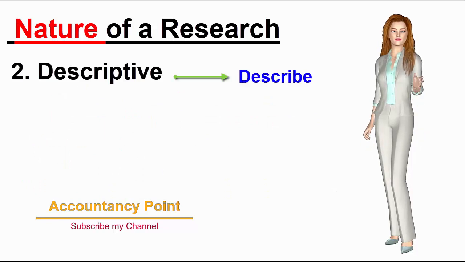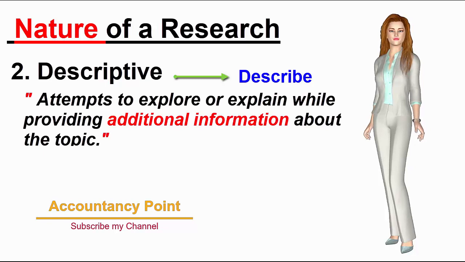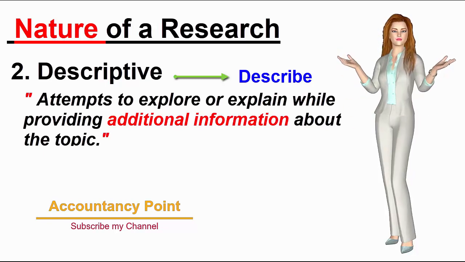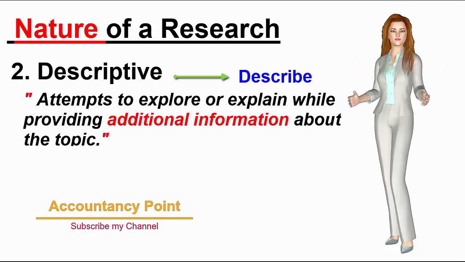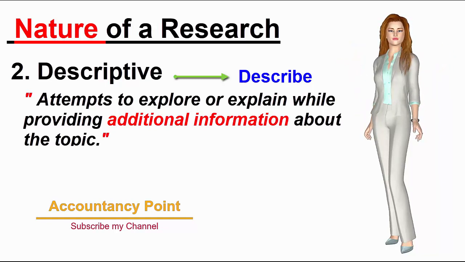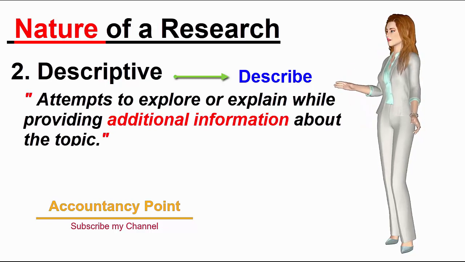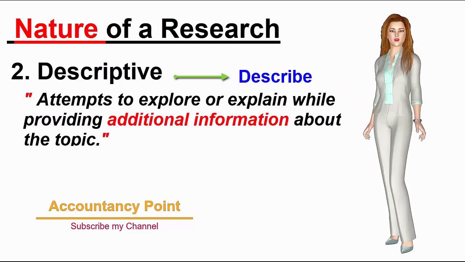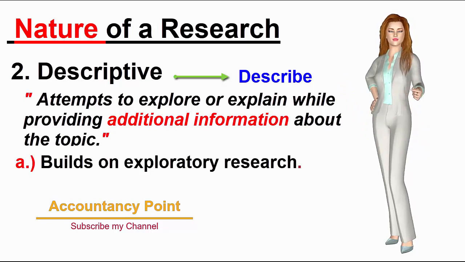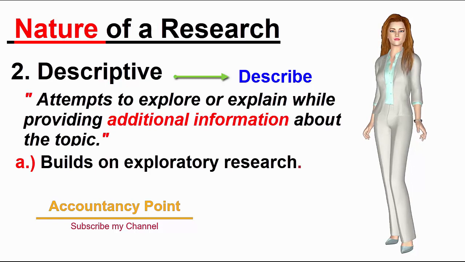Second, we have the descriptive nature, and again we have a definition here. This kind of research attempts to explore and explain while providing additional information about the topic. Note the words additional information about the topic. The idea is that descriptive research is how you move on from the exploratory nature. So someone, maybe you or someone else, needs to do the exploratory research first, and then thanks to those descriptions and initial ideas, you can move to a descriptive nature.